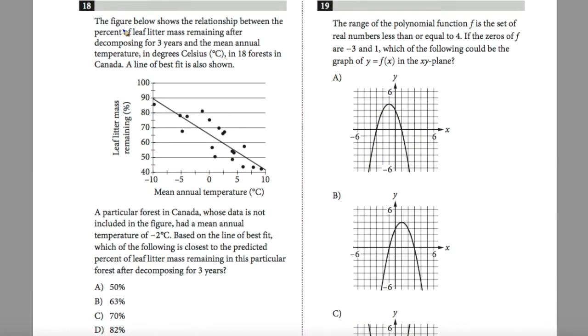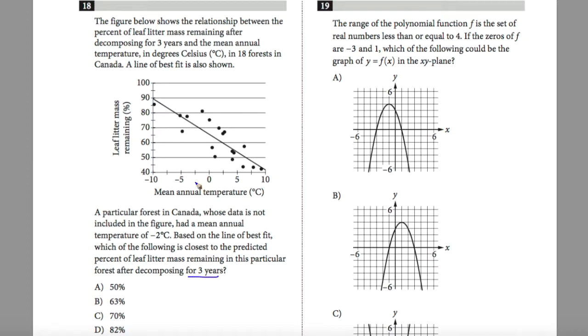Okay, question 18. The figure below shows the relationship between the percent of leaf litter mass remaining after decomposing for 3 years and the mean annual temperature in degrees Celsius in 18 forests in Canada. A line of best fit is also shown. A particular forest in Canada, whose data is not included in the figure, had a mean annual temperature of -2. Based on the line of best fit, which of the following is closest to the predicted percent of leaf litter mass remaining in this particular forest after decomposing for 3 years.